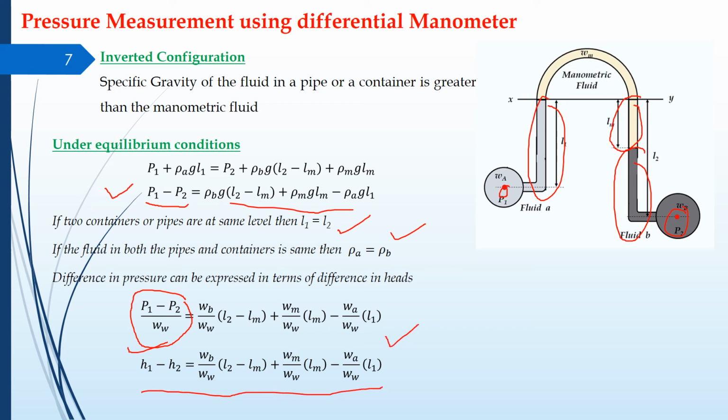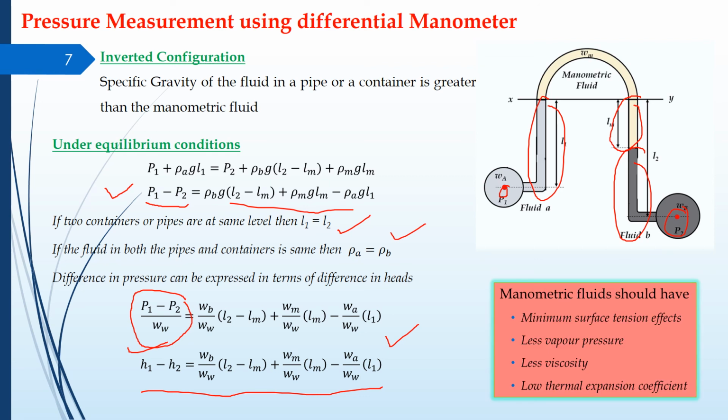And similarly, as in the previous case, if we want to find out H1 minus H2, the appropriate values will be given to us, and we will put the appropriate values over here, and we will get your difference in head by using the inverted configuration.